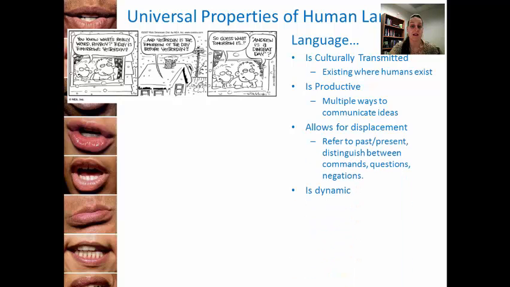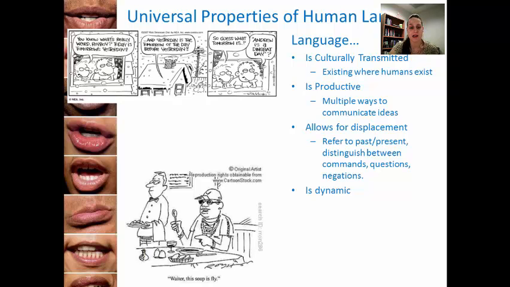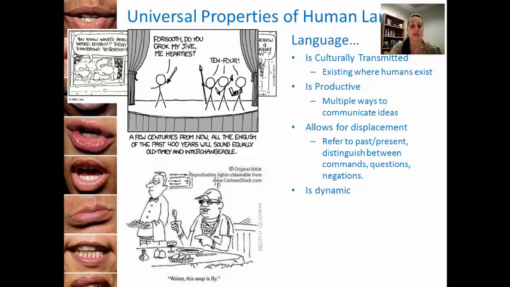Universal property number 4 is that language is dynamic, and that it changes across time. So there was this cartoon that you should have chosen. "Waiter, the soup is fly," showing that fly was a word that came to be known as a synonym for cool. You could have also chosen this cartoon, which shows how jive, me hearties, and 10-4 are all different ways of speaking that are more appropriate in particular contexts than, for example, in a play.